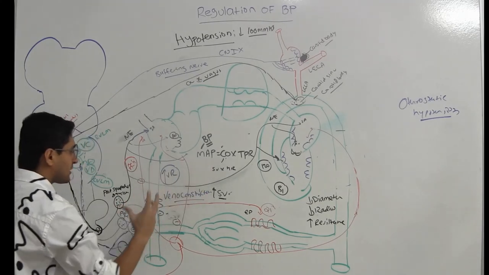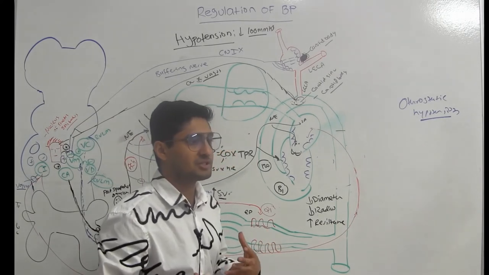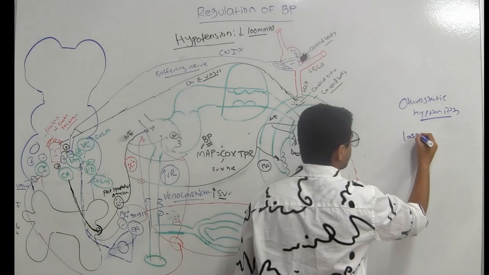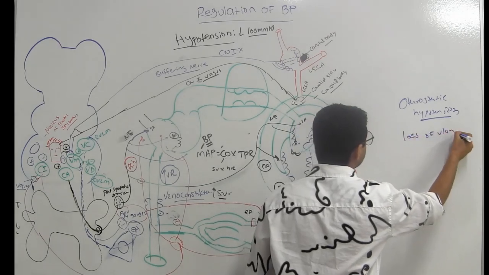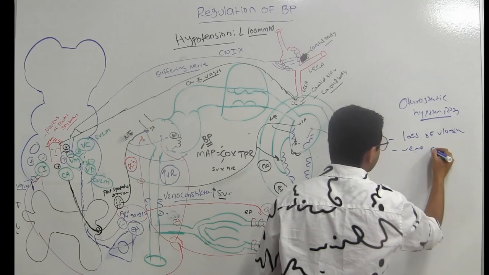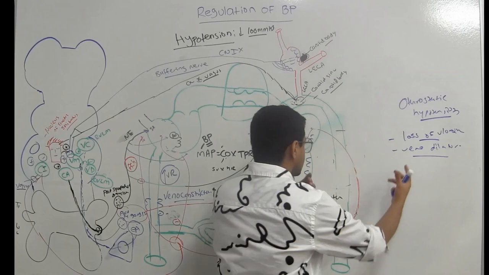That's what it is. But with some people, sometimes, let's say you have a loss of blood volume, okay? Loss of blood volume, or let's say you give venodilator drugs, as I said, right? Venodilator drugs or loss of blood volume.